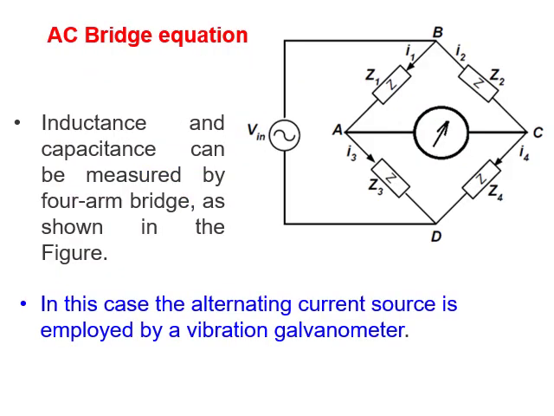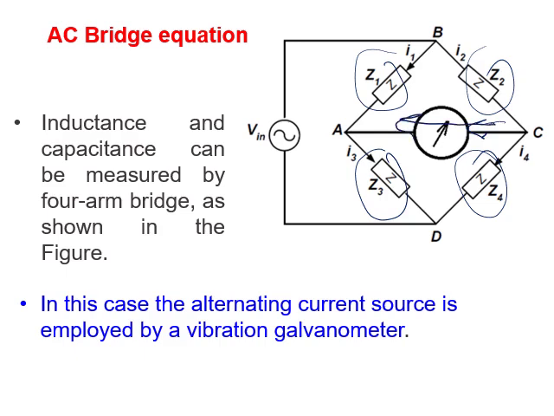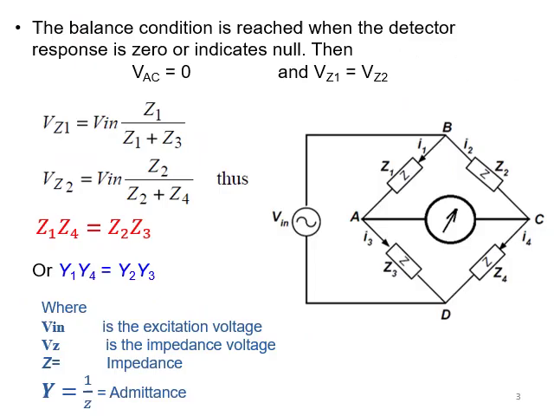In AC bridge, it's exactly the same as before. I'm not going to spend time here. We have Z1, Z2, Z3, and Z4. We are going to look for balance condition. Balance means the current here equal to 0. Once the current equal to 0, we are going to use the formula Z1 Z4 equal to Z2 Z3. Here, he's showing the derivation, same as before.